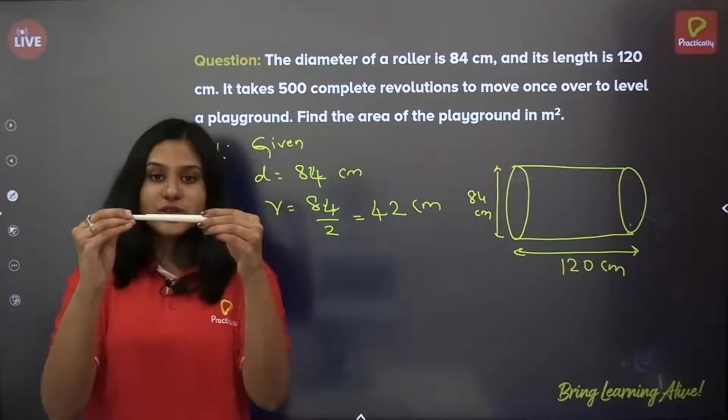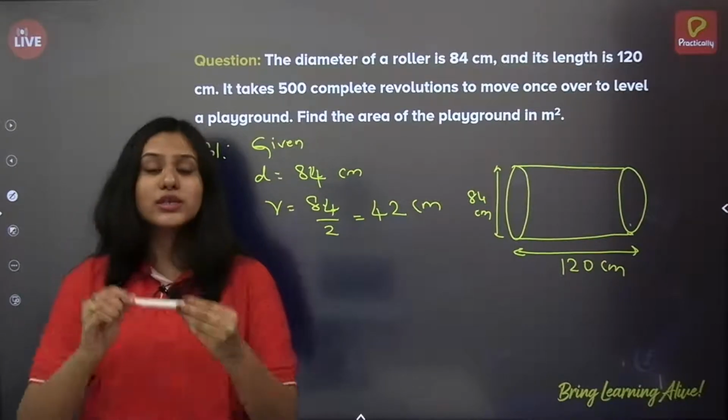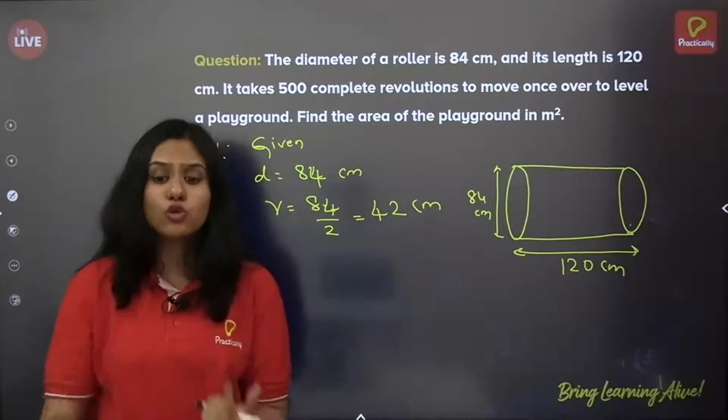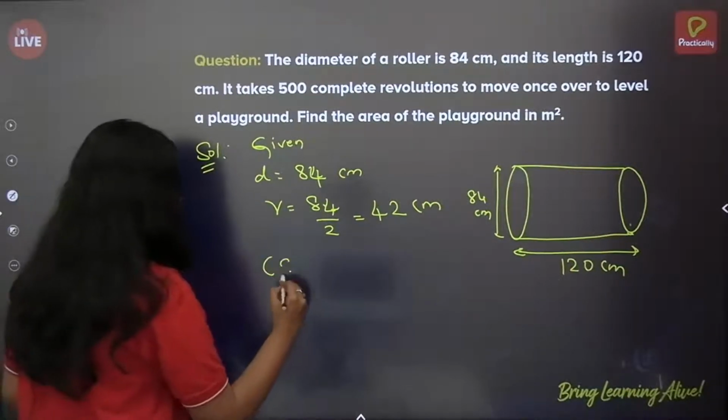So, when radius is equal to 42. Now, what do we have to find? Okay. So, if this is the roller, I have to roll like this. So, what is it we have to find? Only the curved surface area, correct? No need to find the total surface area. So, now let us find CSA of cylinder.